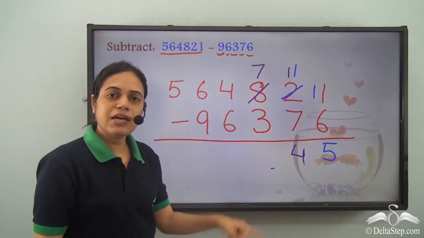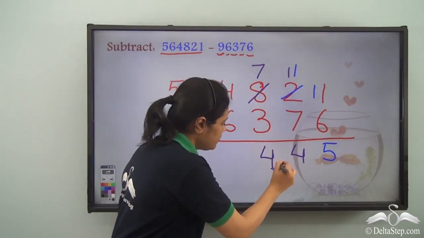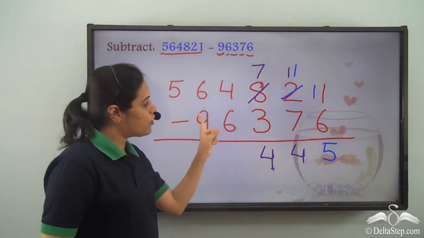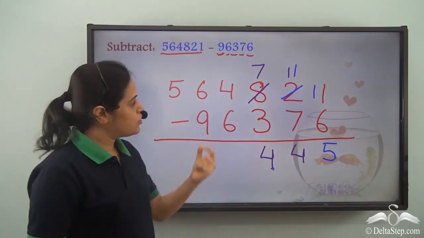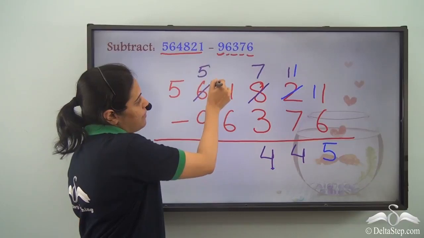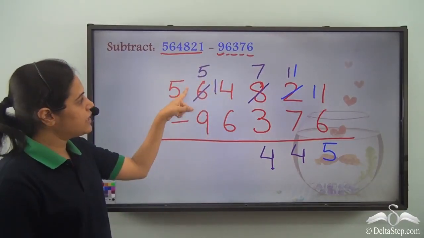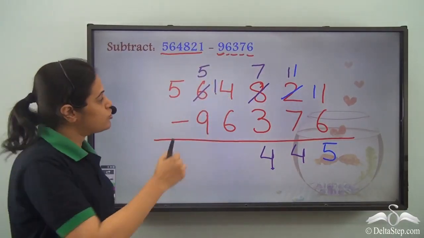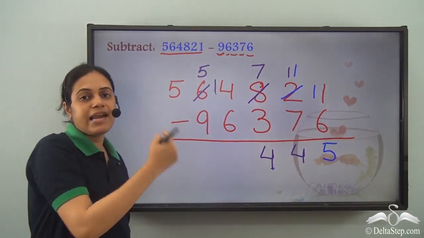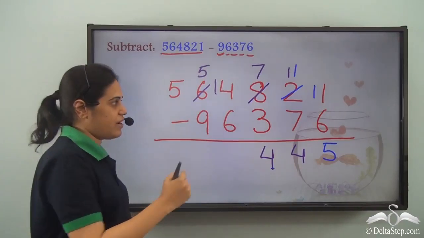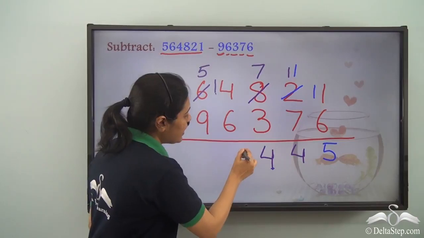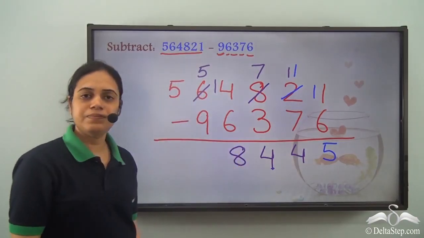7 minus 3 is 4. Now 4 minus 6. Again 4 cannot subtract 6. So 4 will borrow 1 from this 6 and become 14. And this 6 becomes 5. So never forget to decrease this number. The number which is lending will also decrease by 1. And now I have 14 minus 6. 14 minus 6 is 8.